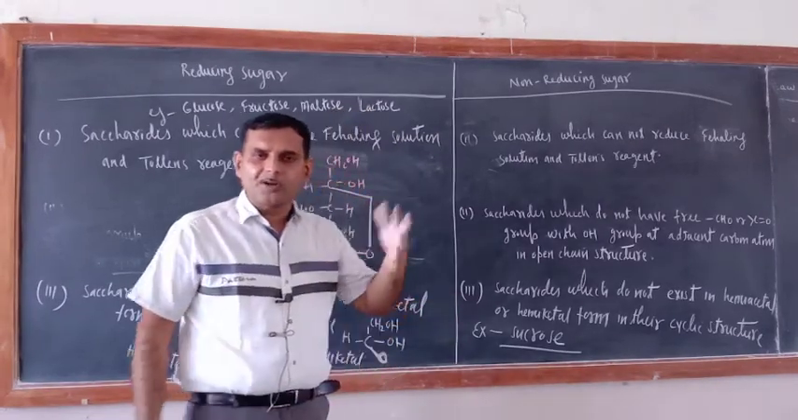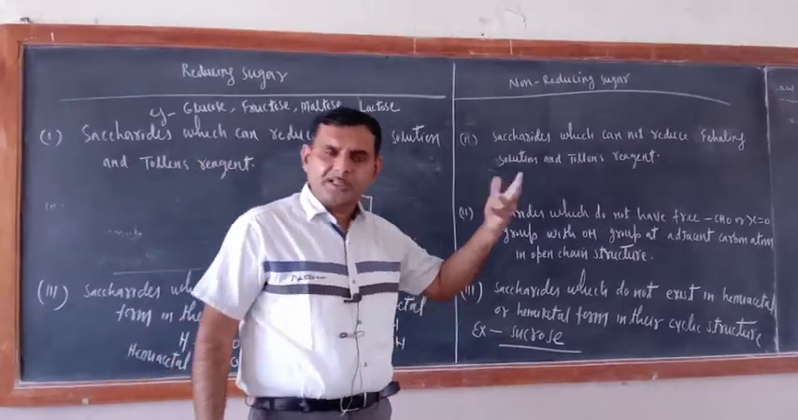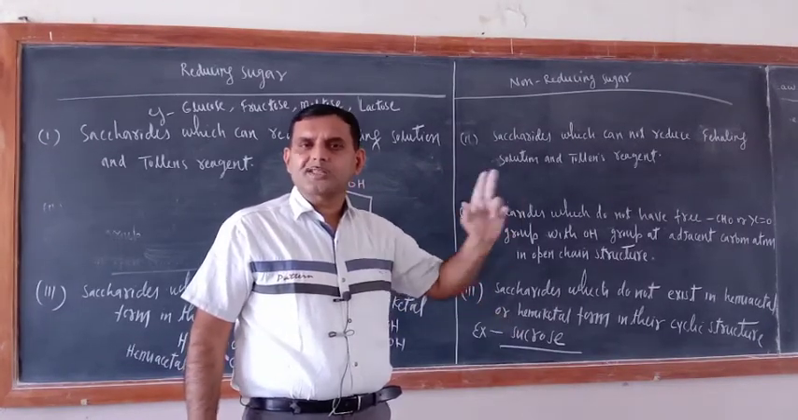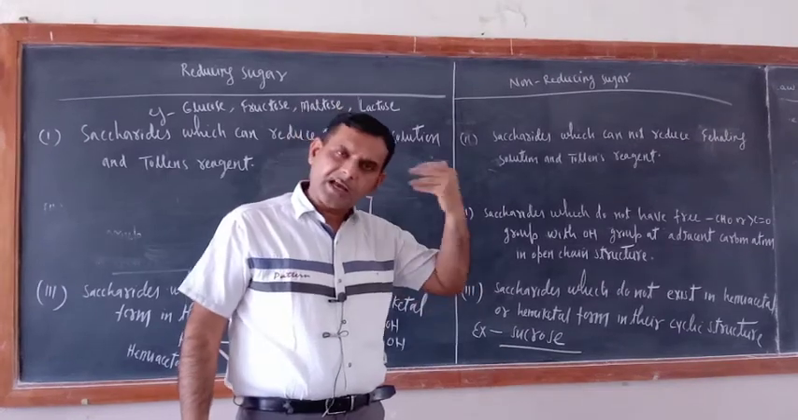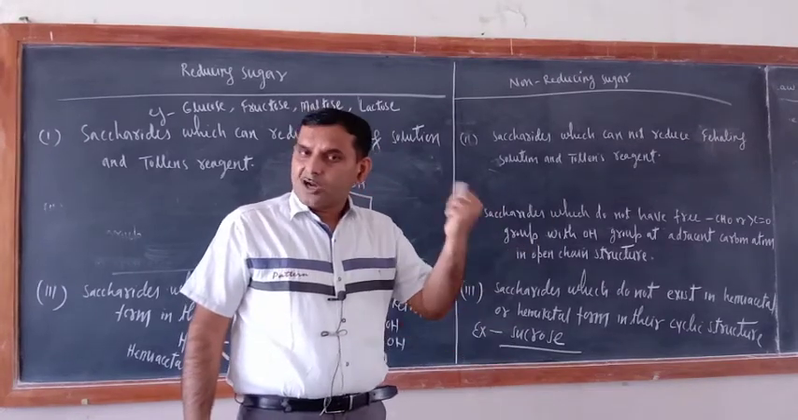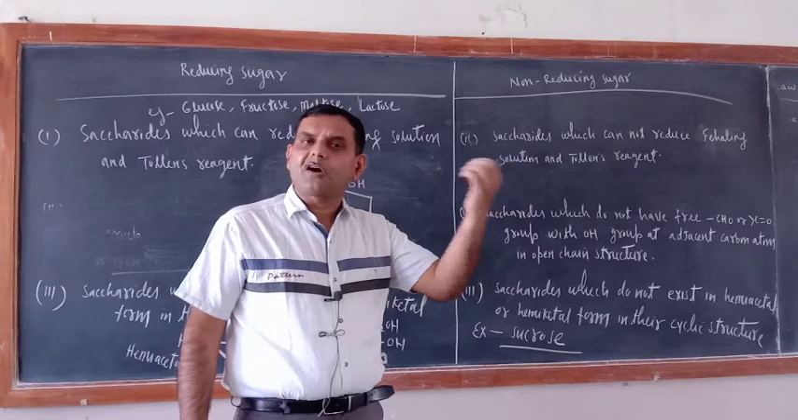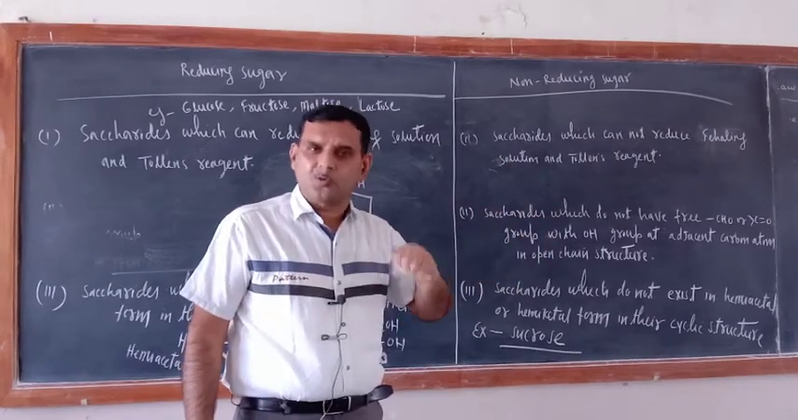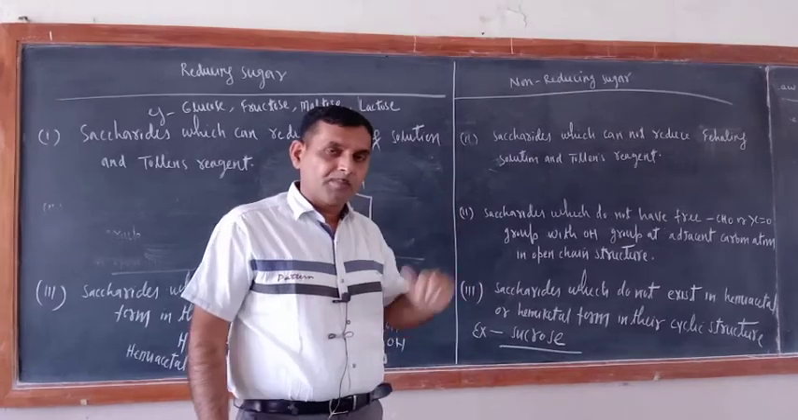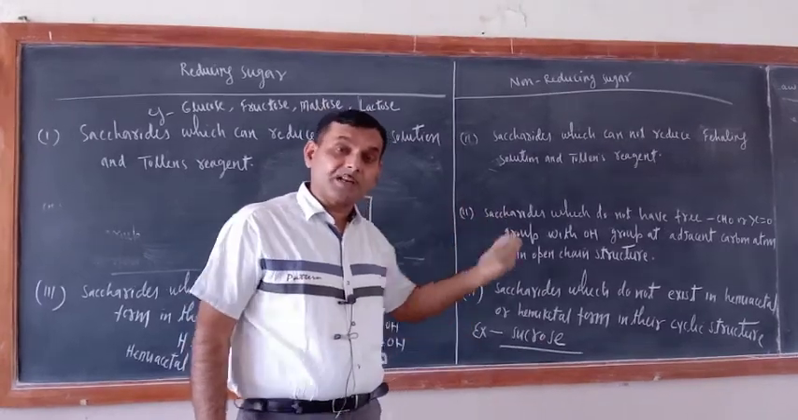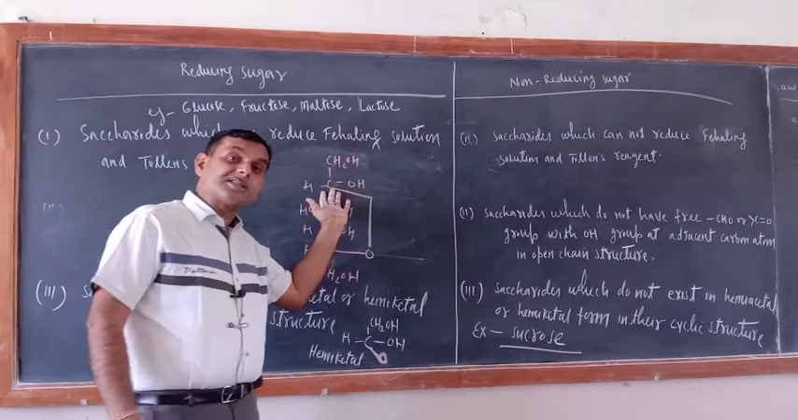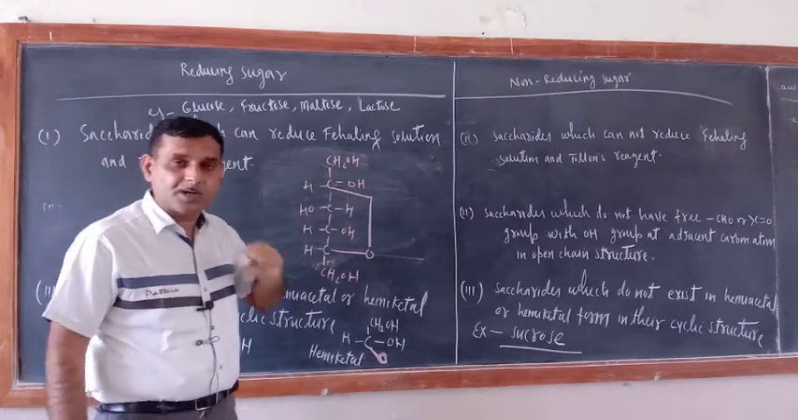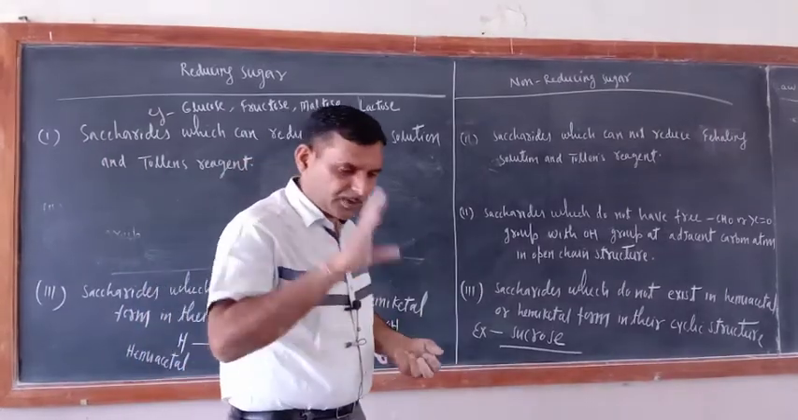I told you when I was teaching aldehydes and ketones that only aldehydes can reduce Tollens' reagent or Fehling's solution, or we can say Tollens' reagent and Fehling's solution can oxidize only aldehydes, but they can't oxidize ketones. But fructose has a ketonic group, nevertheless it reduces Tollens' reagent and Fehling's solution. That is why it is under the category of reducing sugars. Why? That is the question. Try to understand here.